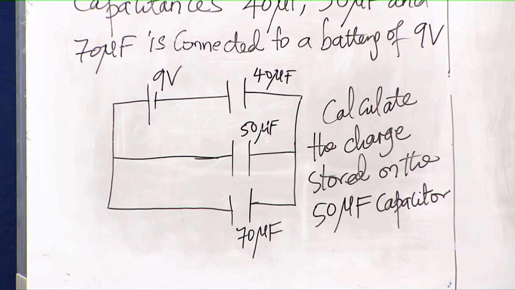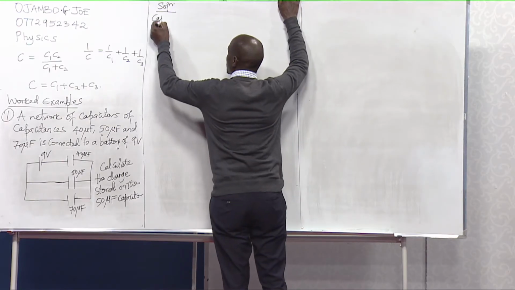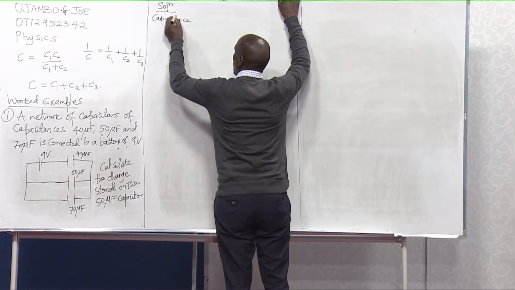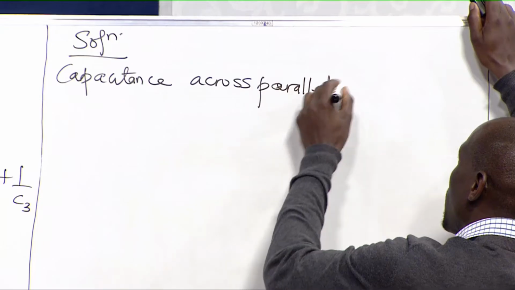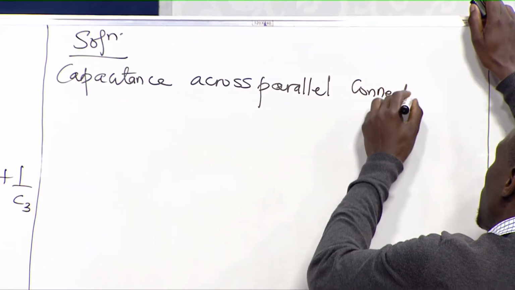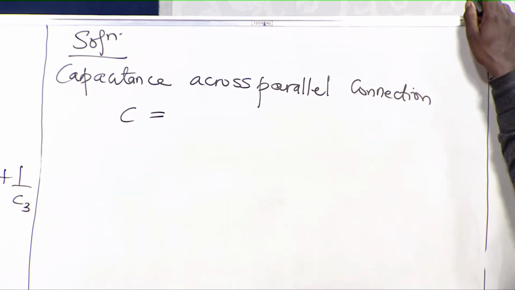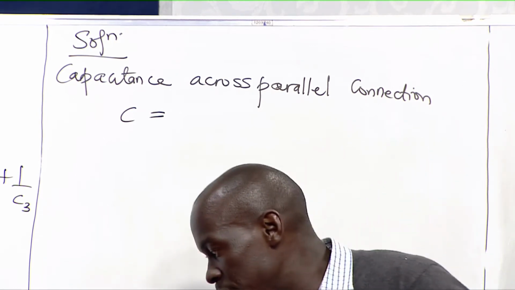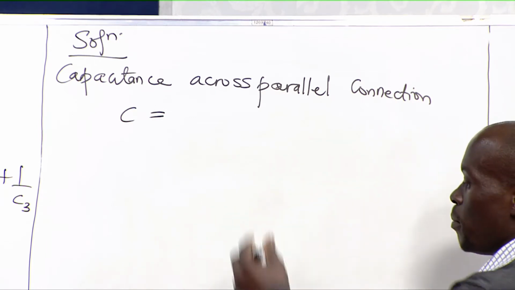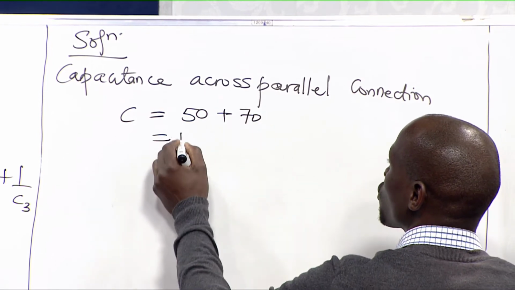We try to find the effective capacitance there. So in our solution, we shall say capacitance across parallel connection, C will be equal to, since they are in parallel, what did we say? When they are in parallel, total capacitance is equal to the sum of each of the capacitances. So it will be 50 plus 70, which will give us 120 microfarads.